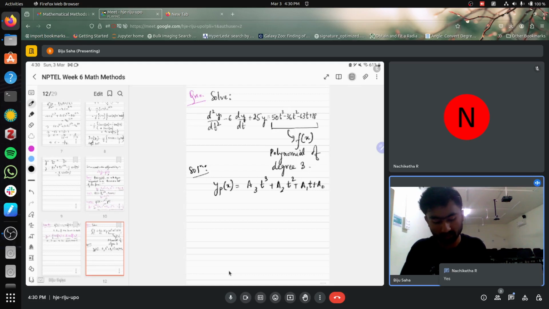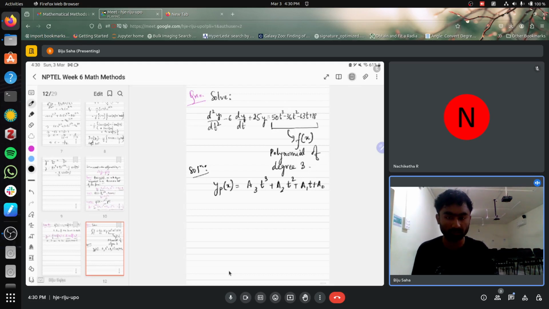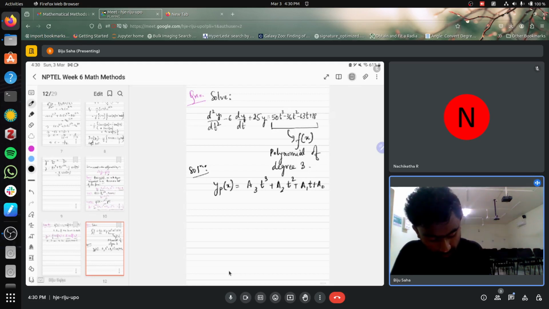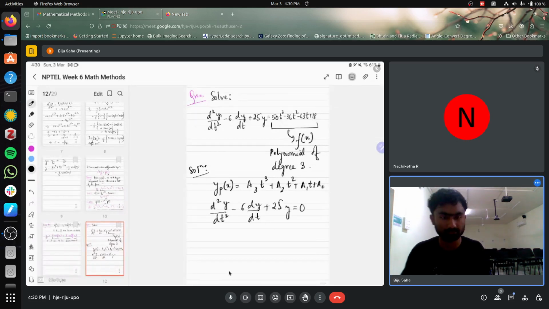So what I said is, since my f(x) is just a cubic function, the motivation was to start with a particular solution which is also a cubic polynomial. Before deriving the values of capital A3, A2 and A1, let's first of all write the solution to the homogeneous equation, which in this case is this.